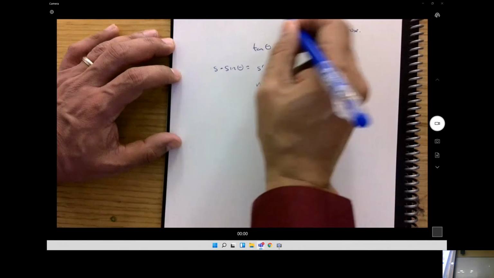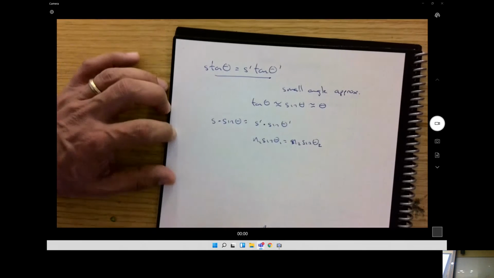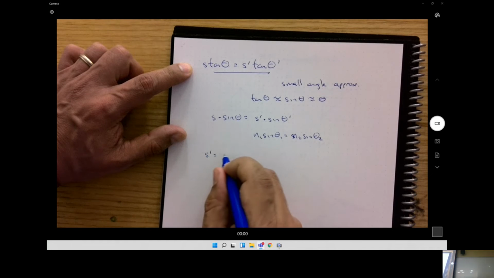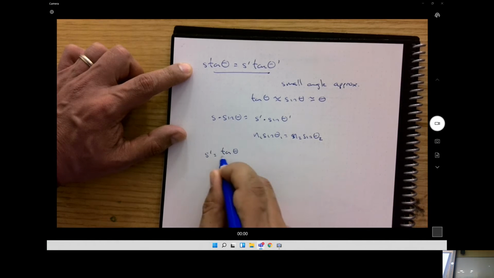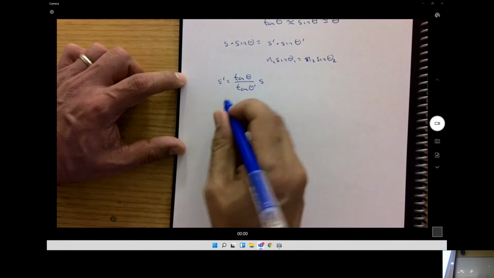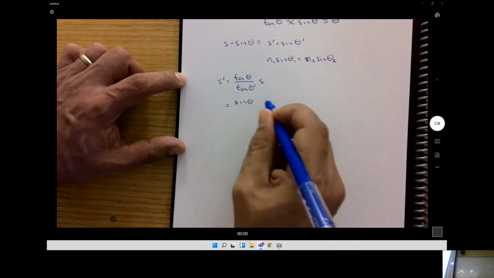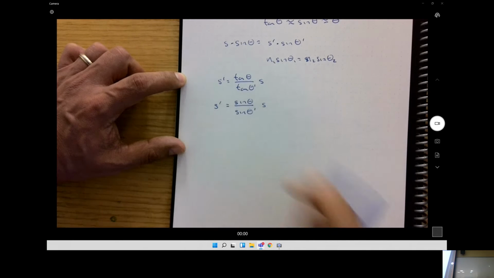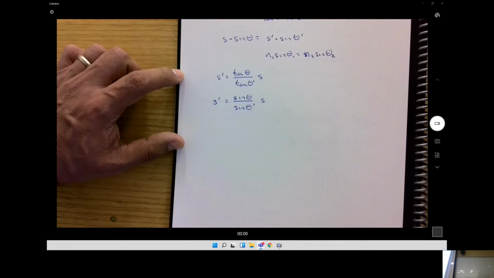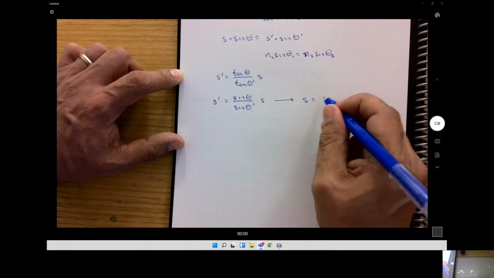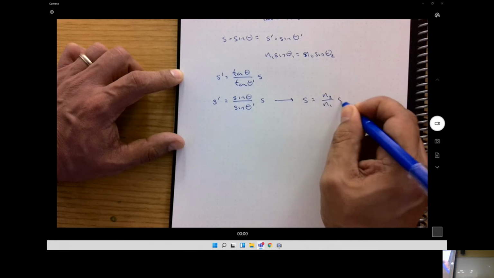Okay, so from this first equation, I can say S prime is going to be equal to tangent of theta over tangent of theta prime times S, or this will be sine of theta over sine of theta prime times S. And from here, I can say this will be equal to n2 over n1 times S.